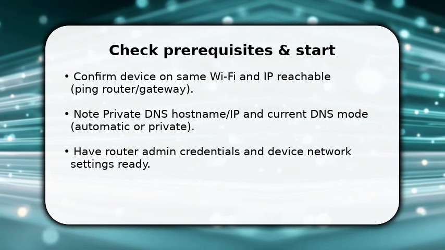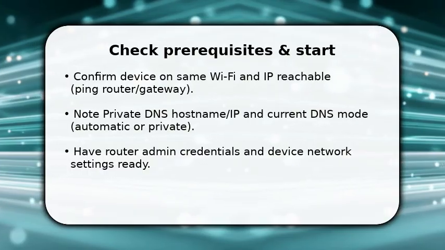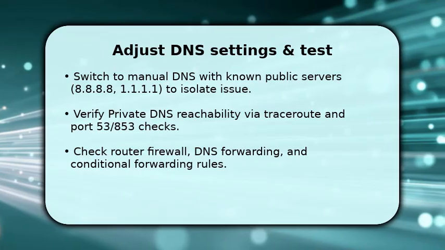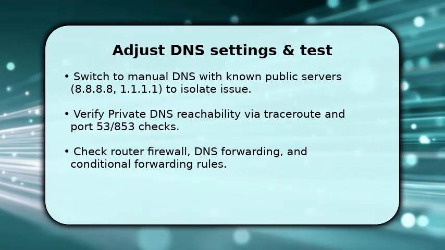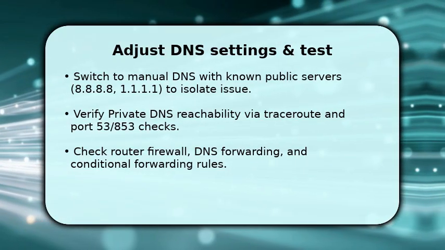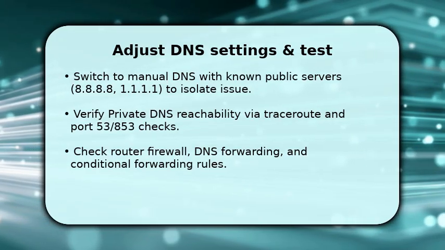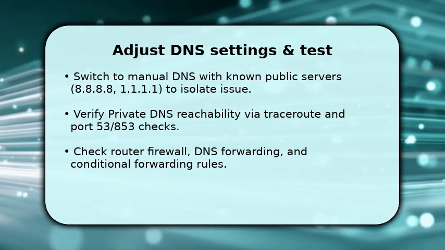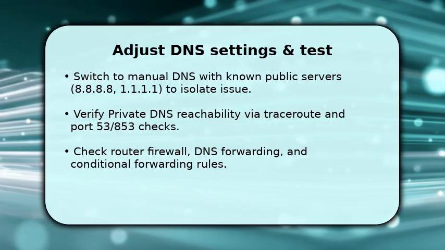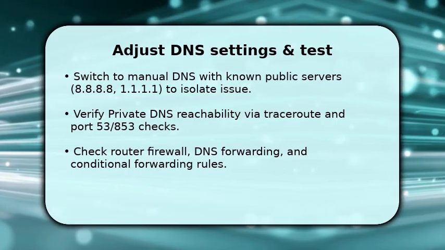Now you isolate whether the private DNS or the path to it is failing. Temporarily set manual DNS to reliable public servers like 8.8.8.8 or 1.1.1.1. If browsing returns, the private server is the culprit. Then run traceroute and port checks for 53 and 853 to see where packets stop, because blocked ports or misrouted traffic often break DNS. Make sure the router isn't blocking DNS forwarding or conditional rules.